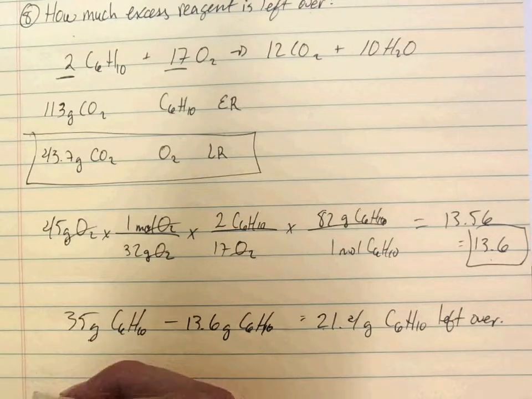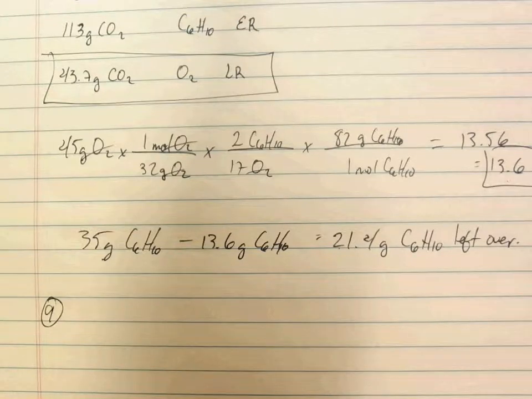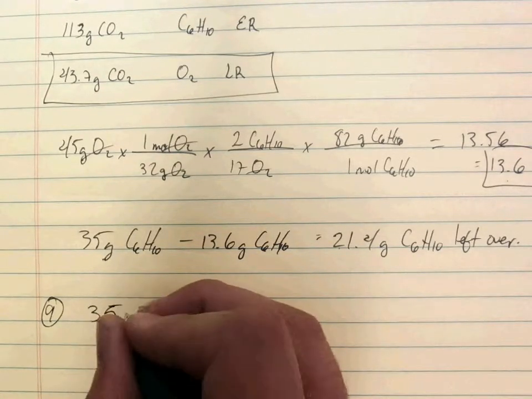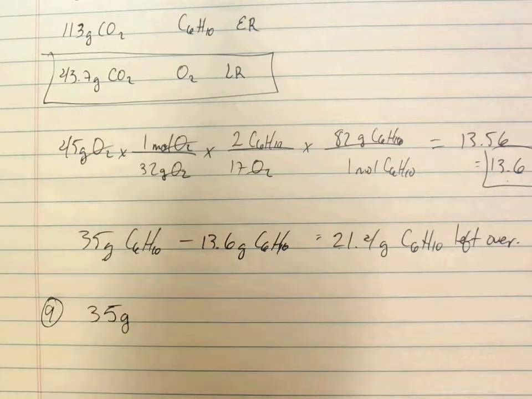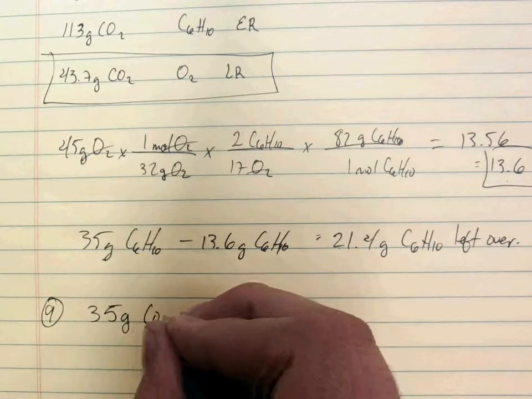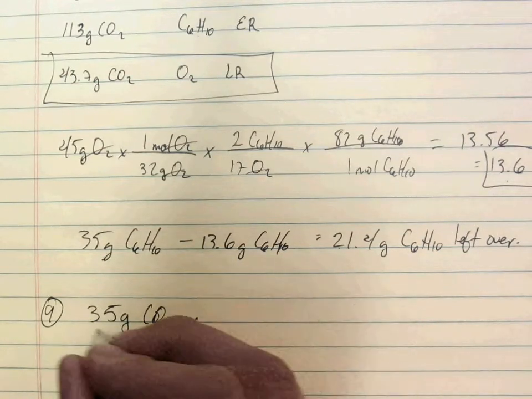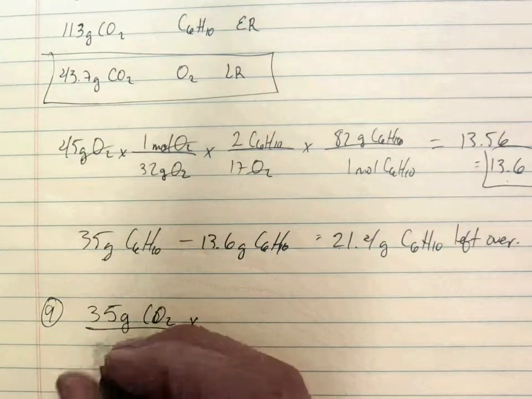Question 9 is a little bit easier. Question 9 is asking us, if we only made 35 grams of, let me look at my problem, of carbon dioxide, what was my percent yield? So I only made 35 grams, but I was supposed to make 43.7.